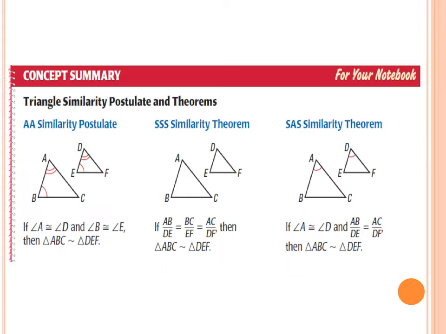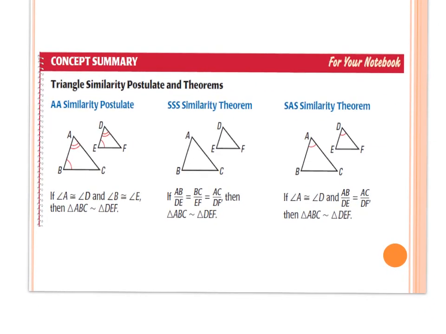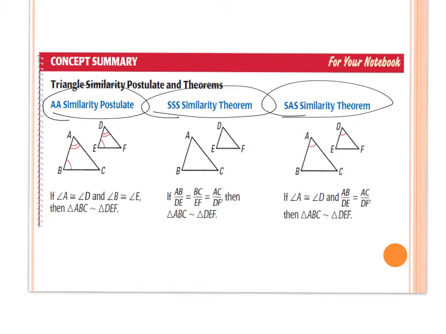Okay, so a couple of examples. First, this is now all three of the ways to prove that triangles are similar: angle, angle, which we learned in the last section, and side, side, side, and side, angle, side, which we're learning in this section. So when you go to take your test on this chapter, you're going to see them all mixed in together. These are the only three ways to prove that they're similar.